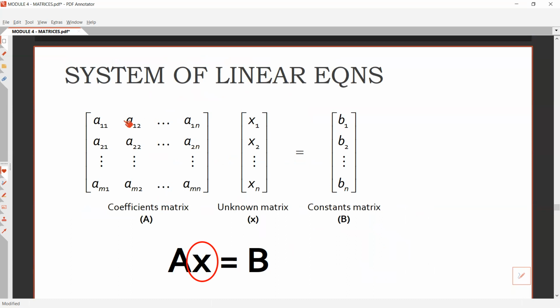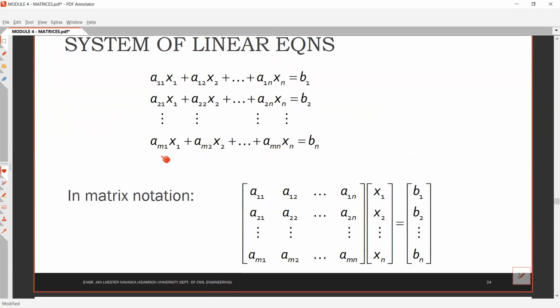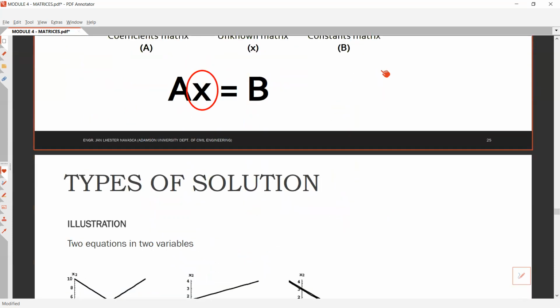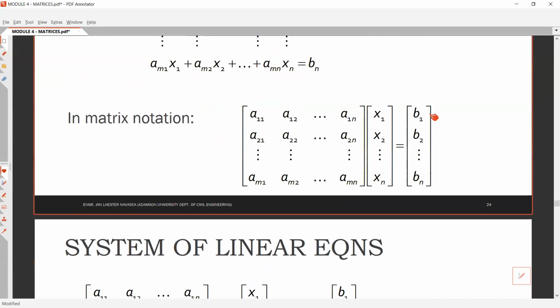Okay, we call this one as the coefficient matrix. This one is the unknown matrix, and this one is the constant matrix. Okay, so ito, yung values dito are the coefficient matrix. Okay, ito is the unknown matrix, and this one is the constant matrix. Okay, so paano ba natin ipakita to?